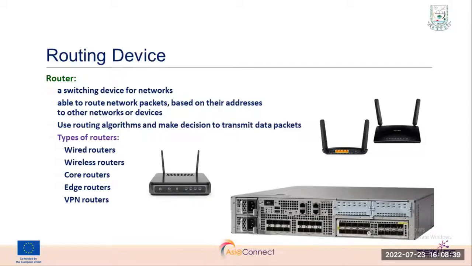Core routers are set on the backbone of a network. Edge routers are set at the endpoint of the networks, and there are some VPN routers for maintaining virtual private networks. So here is a typical figure of a router.